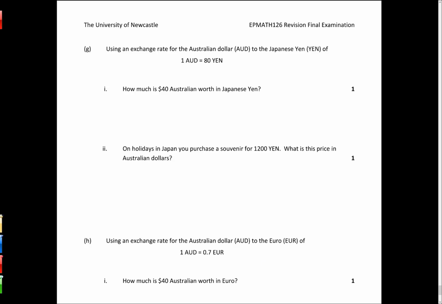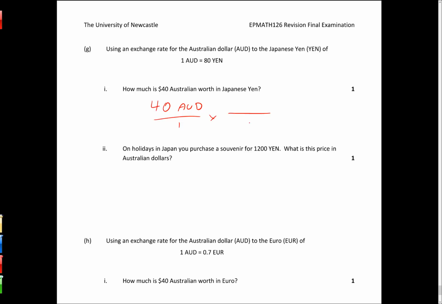Okay, back. Using the exchange rate for the Australian dollar, Japanese yen, of 1 AUD equals 80 yen. So we start off with how much is 40 AUD. So we always start off with, write down what we're discussing. We're talking about 40 AUD. I'm going to put over 1, like all the other conversions that weren't already fractions.